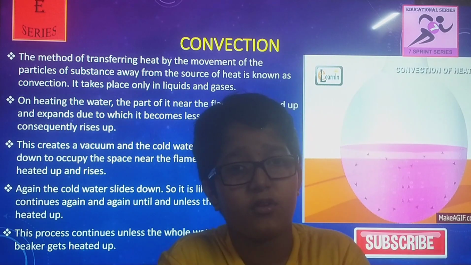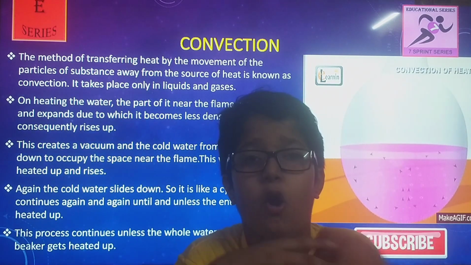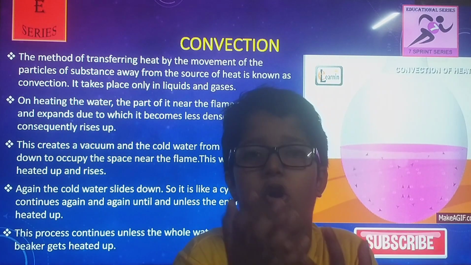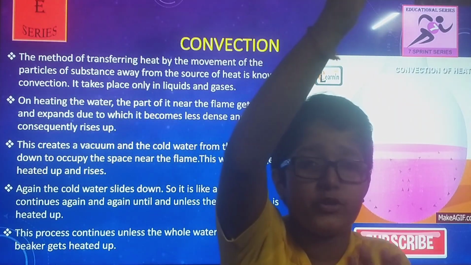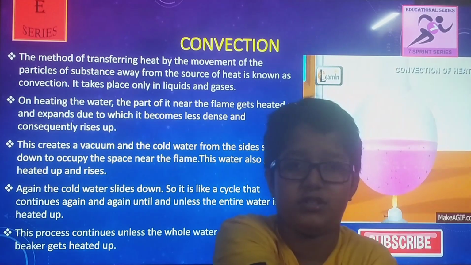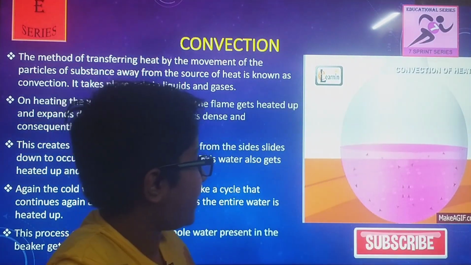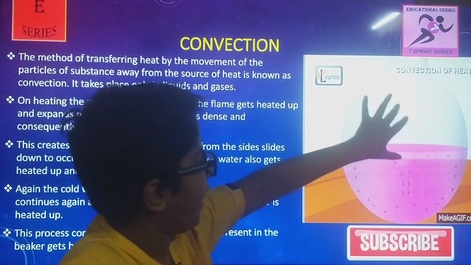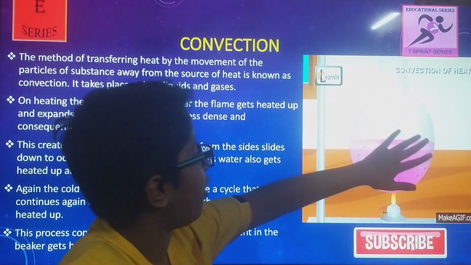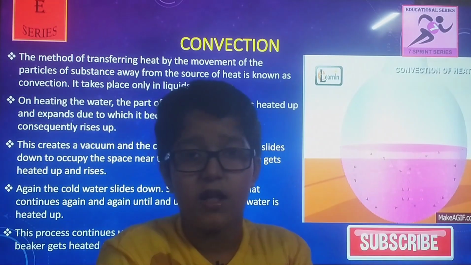It happens that the hotter fluid flows up and takes the place of colder fluid, and the colder fluid rushes to take the place of the hotter fluid. As you can see here, suppose there is a Bunsen burner, and this hot water rises up, and now the place gets empty, so the cold water rushes and takes the place.